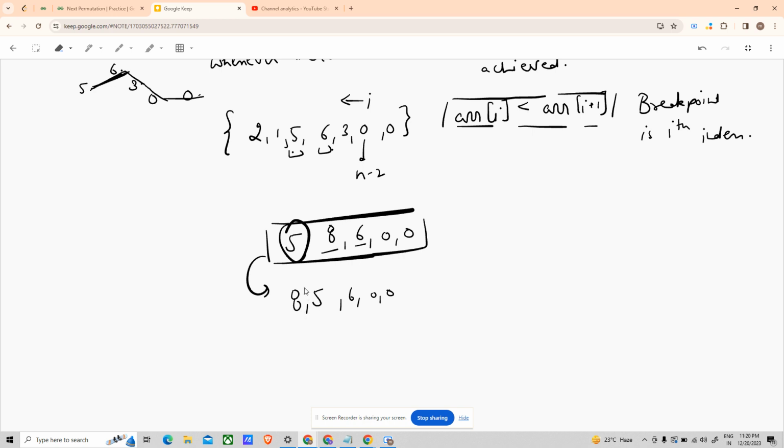Now if you observe, and what if we would have swapped like this? Now if you observe, both the sequences are greater than this one, but this one is more closer. So this one can give us rise to the just next one. So we have to find the element in the right part, traversing from this side, that is just greater than this one.